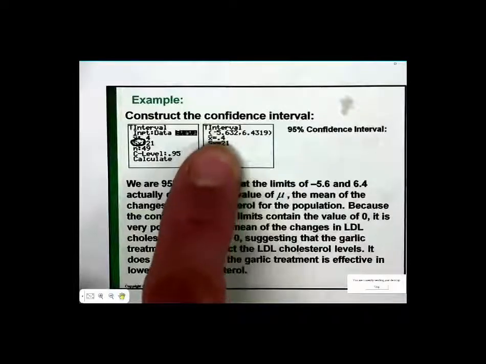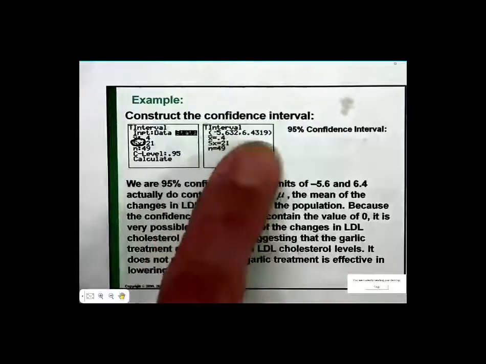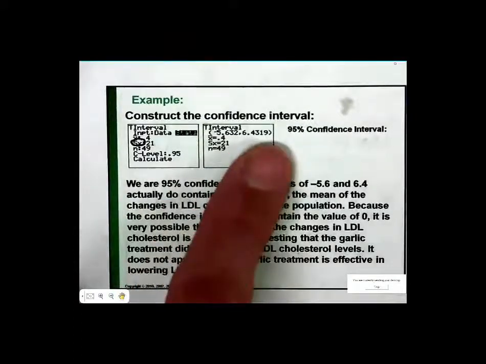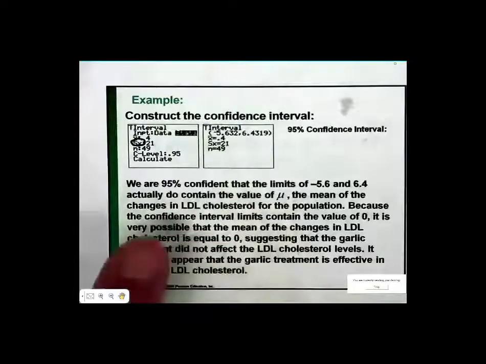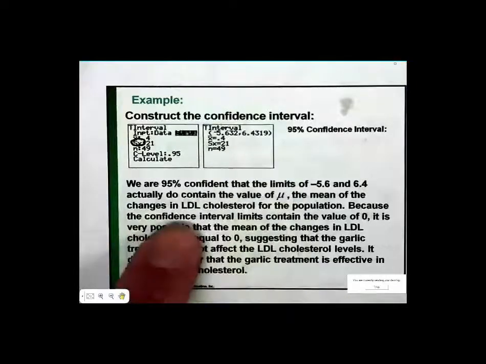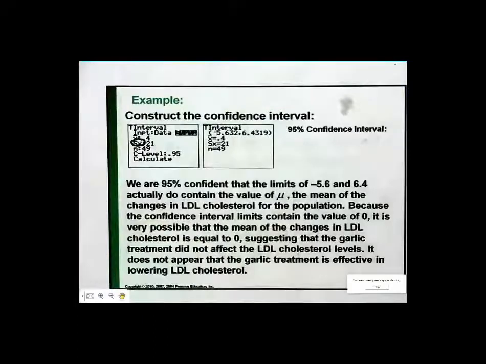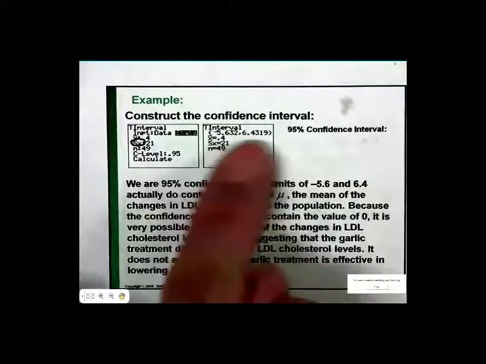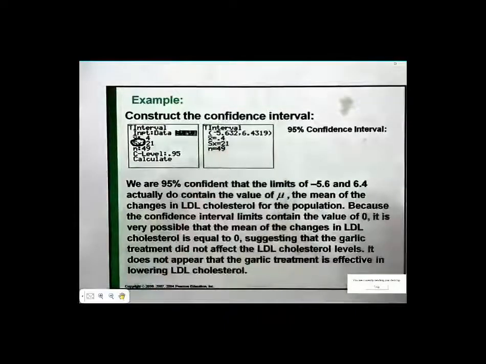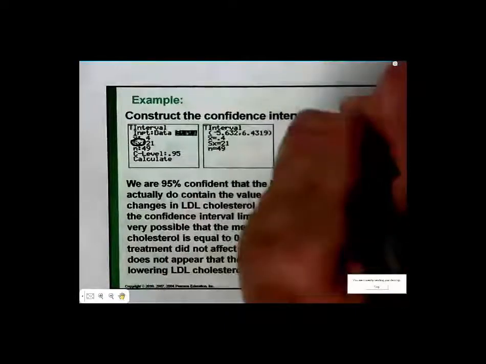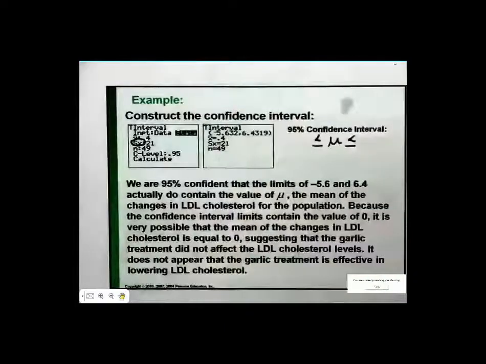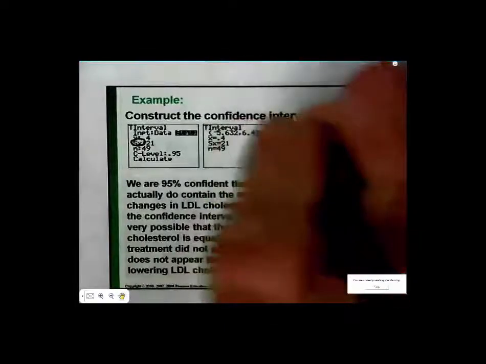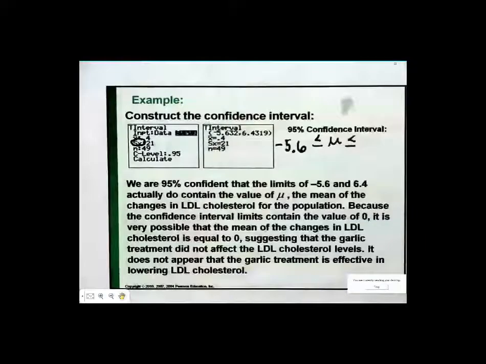What are the units there? The interval is negative 5.6 to 6.4. This is levels of cholesterol measured in milligrams per deciliter. So these are milligrams per deciliter. The mean is between negative 5.6, and I'm sure the homework will tell me what to round to. I just didn't think I had enough room there to keep 4 decimal places. Negative 5.6 and positive 6.4.